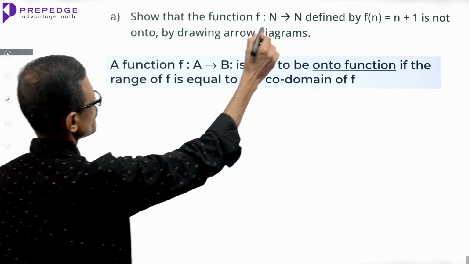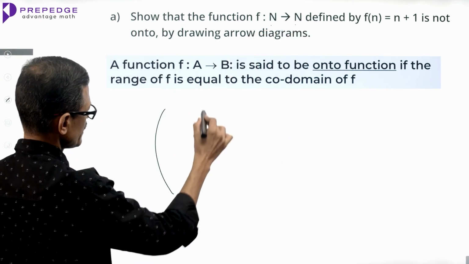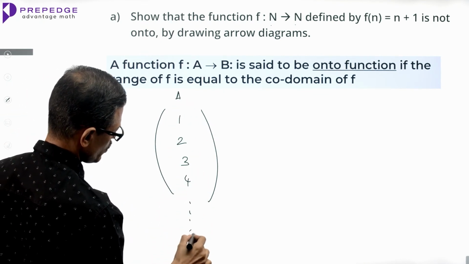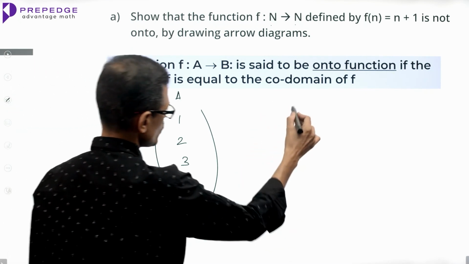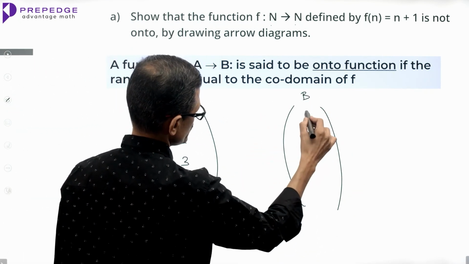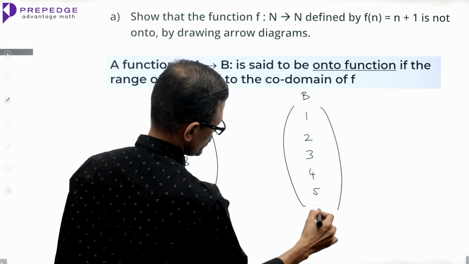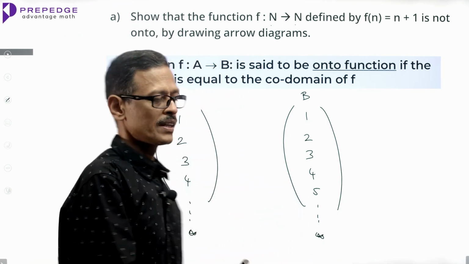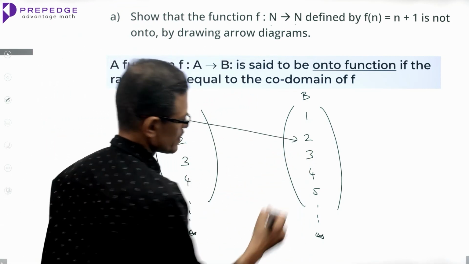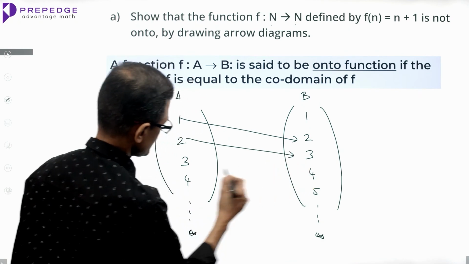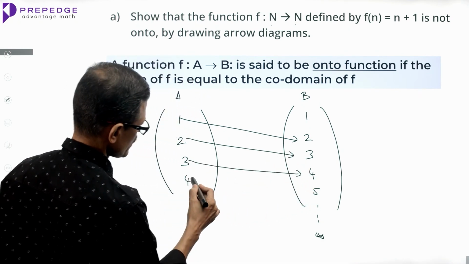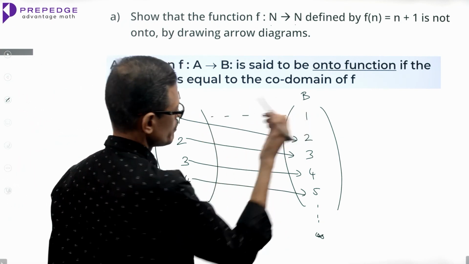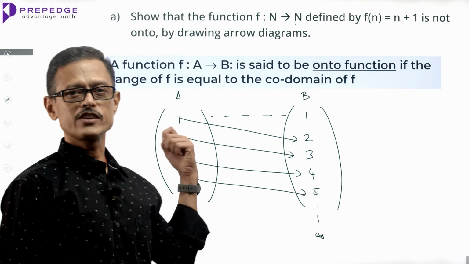In this function, it's defined from natural numbers to natural numbers. So the domain, which is set A, is the set of natural numbers 1, 2, 3, 4, going all the way up to infinity. The codomain is also the set of natural numbers, 1, 2, 3, 4, 5, going all the way up to infinity. The function is defined as f of n is equal to n plus 1. If n is 1, f of n is 2. n is 2, f of n is 3. n is 3, f of n is 4. n is 4, f of n is 5, and so on. Now look at it, there is nothing here to map to 1. There is no pre-image for 1.